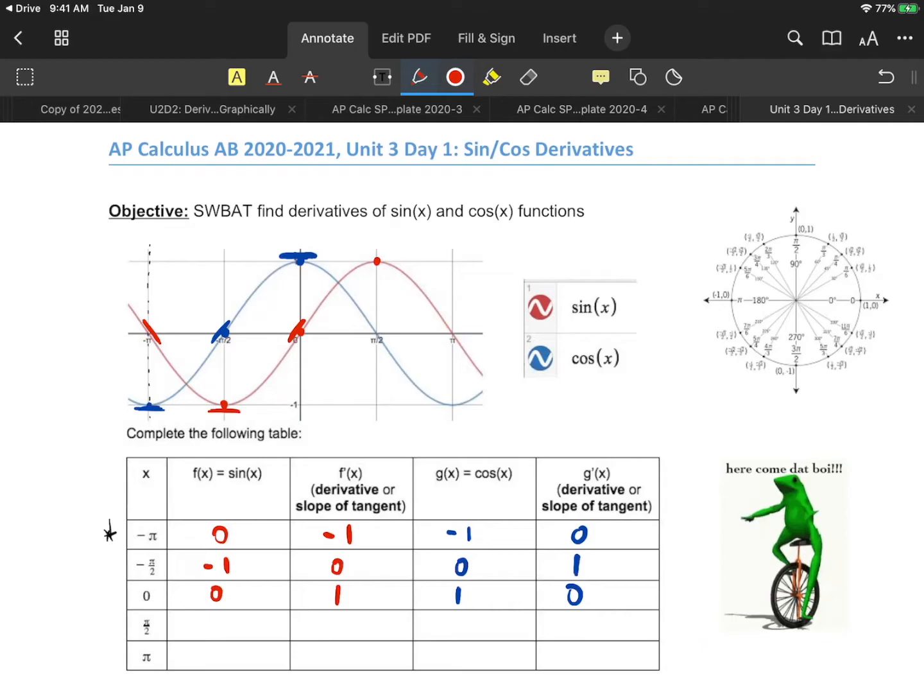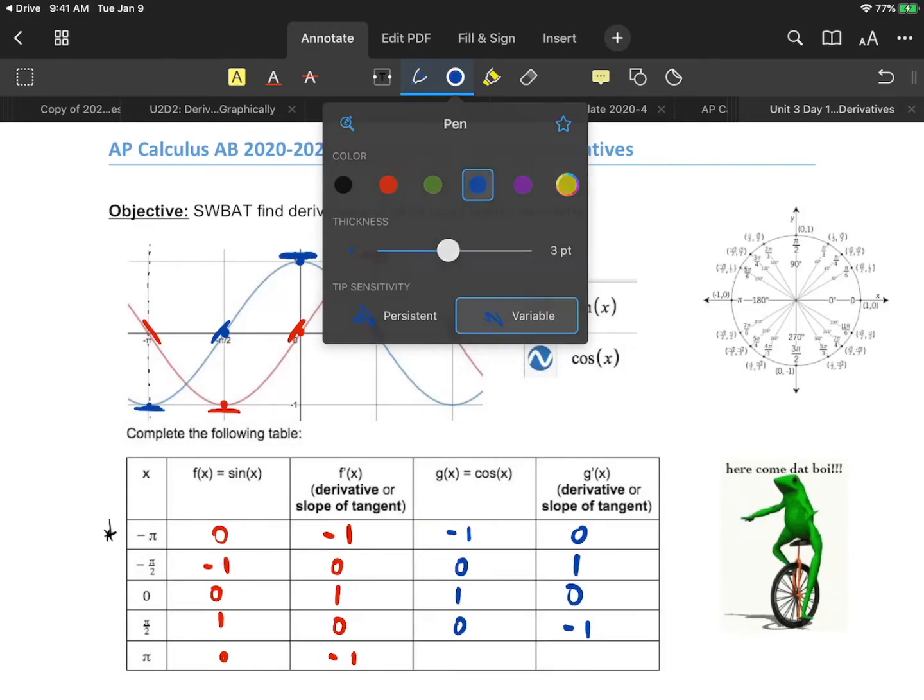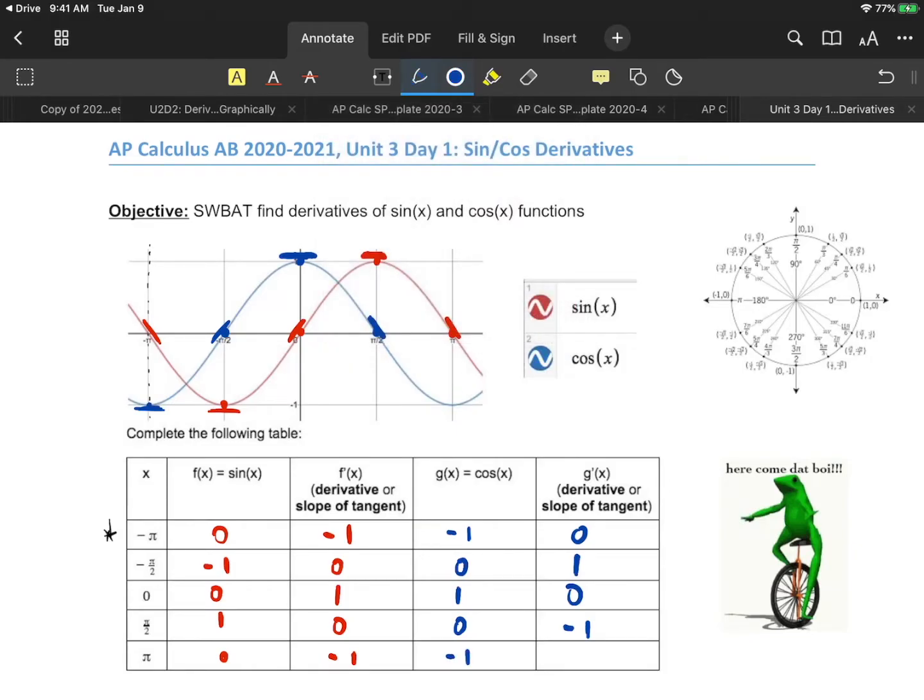Sine of pi over 2 is 1, and the slope of the sine function at pi over 2, f prime of x, is 0. Looking at the cosine function, the cosine of pi over 2 is 0, and the slope of the tangent line is -1. Last one here, just to make sure that what's going on is actually happening. The sine of pi is 0, the slope of the tangent line is -1, cosine of pi is -1, and the slope of the tangent line is 0.